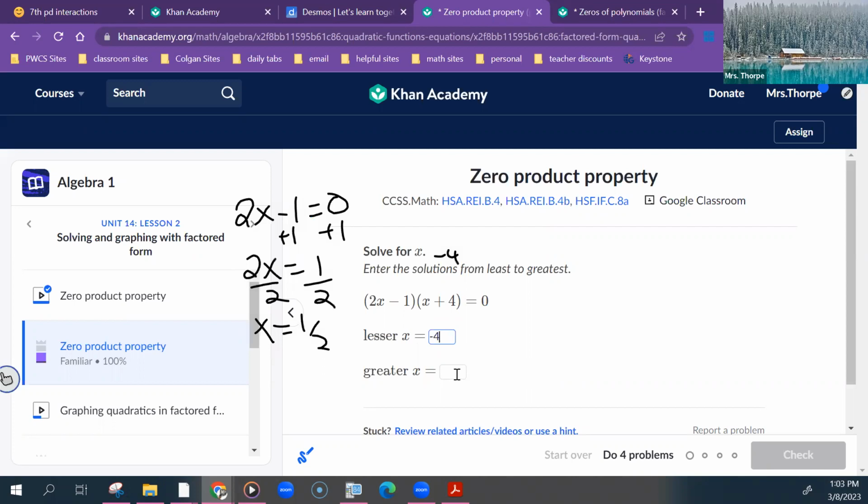1.5 would be the greater. So if you know what the factored forms look like, you can solve it, then you'll do fine. But if you need my help when you have time to practice, let me know. Questions on the Khan Academy?